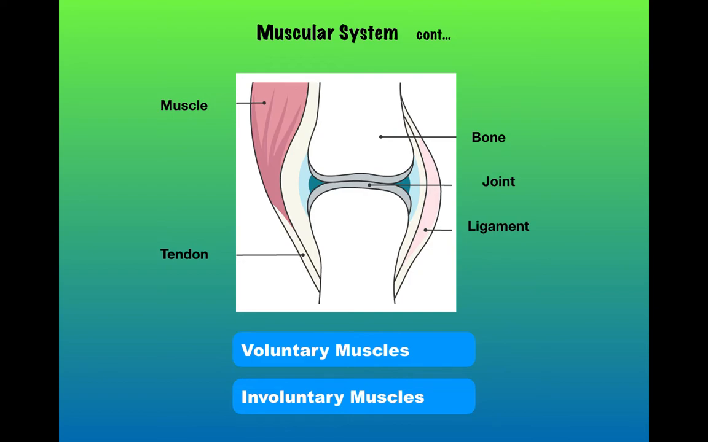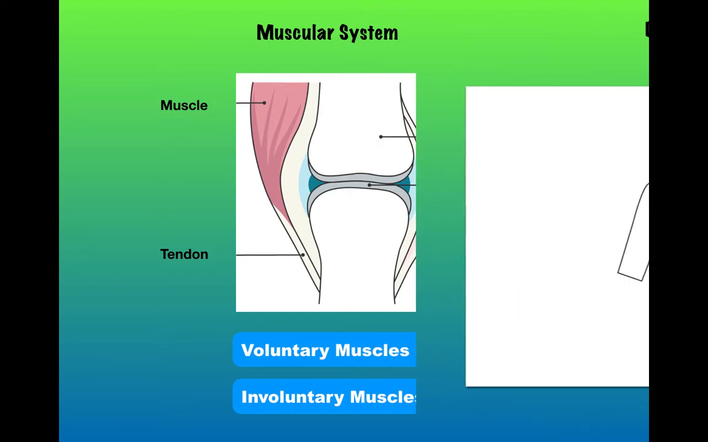Some examples of voluntary muscles are the muscles of hands and legs, and examples of involuntary muscles are the muscles of heart and diaphragm, as we have seen in the previous system. We don't control their action. It occurs continually, rhythmically, so it is an involuntary action. Let us see the next system.